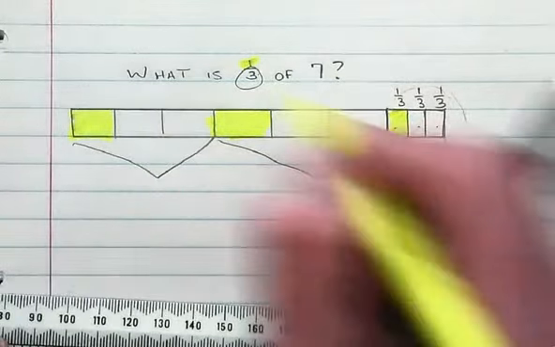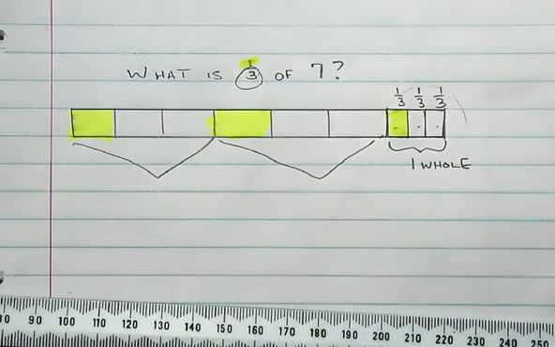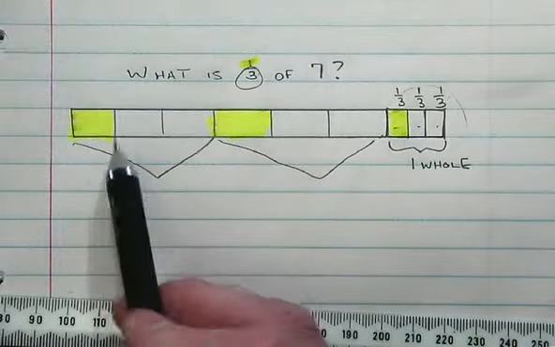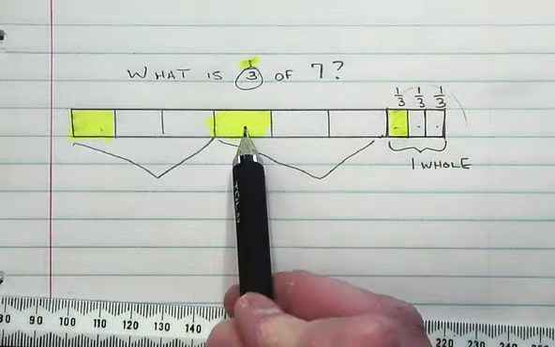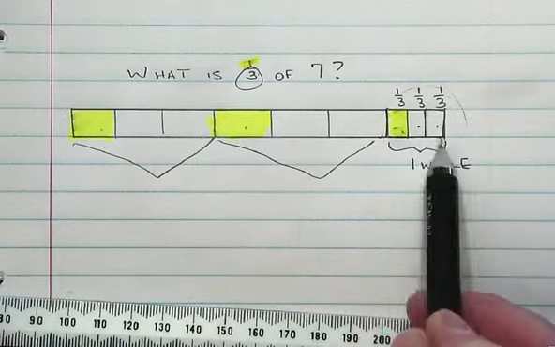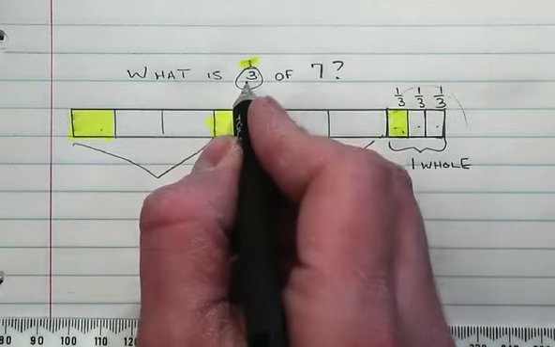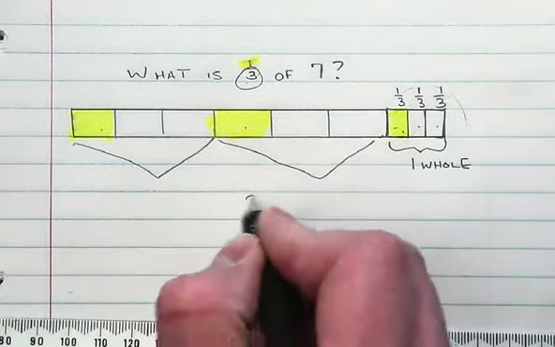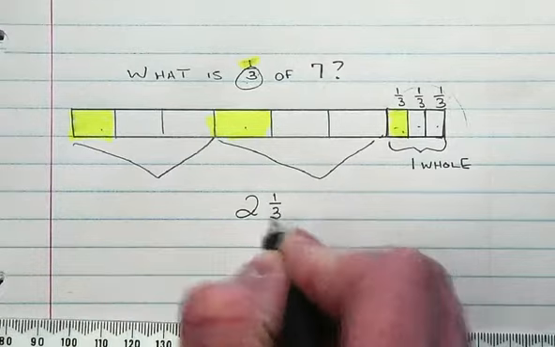Because again, I want 1/3. And so what we end up with when we look at our highlighted areas, I have 1 whole, 2 wholes, and then I have a third of our last whole. So I would say that a third of 7 is 2 1/3.